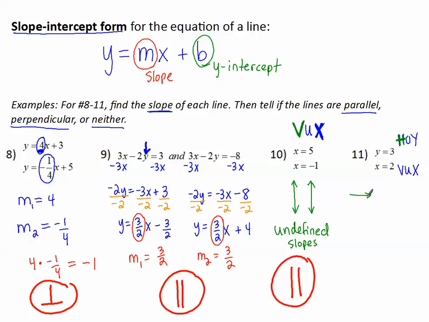Horizontal, horizontal, and vertical. It doesn't really matter what the numbers are. When I have a horizontal and a vertical, they're going to cross each other at a right angle. They are going to be perpendicular.